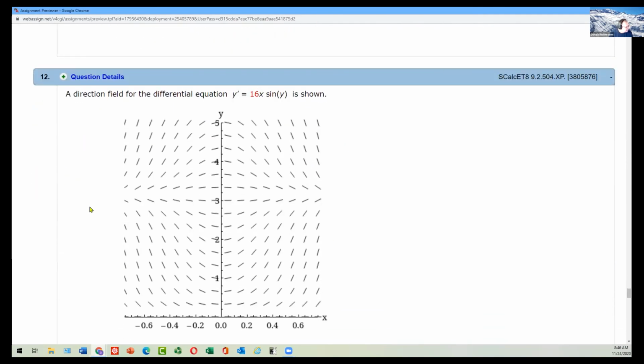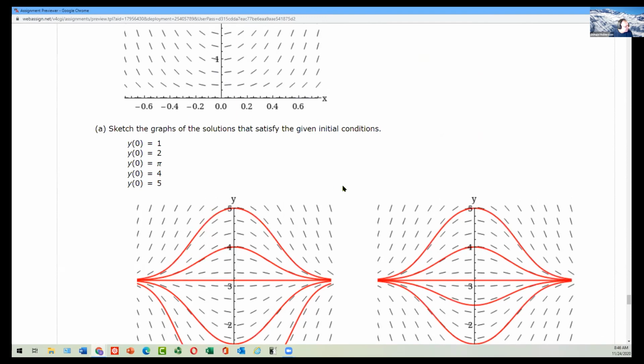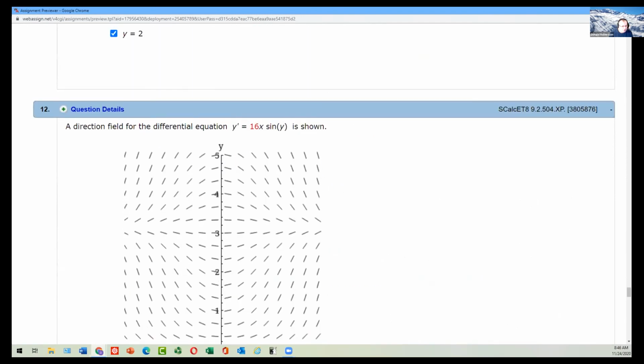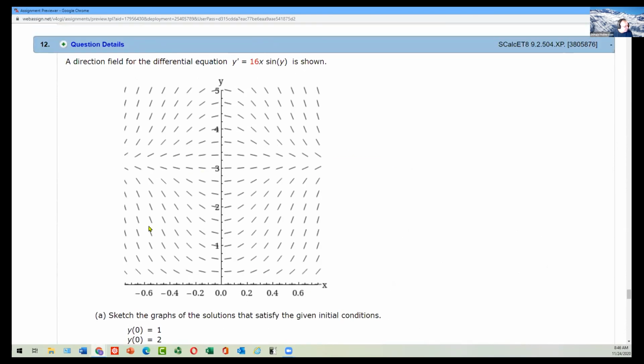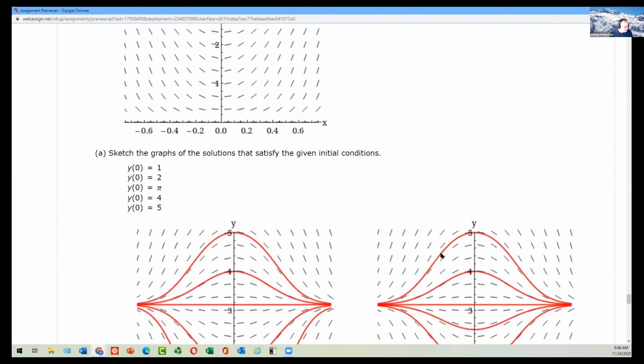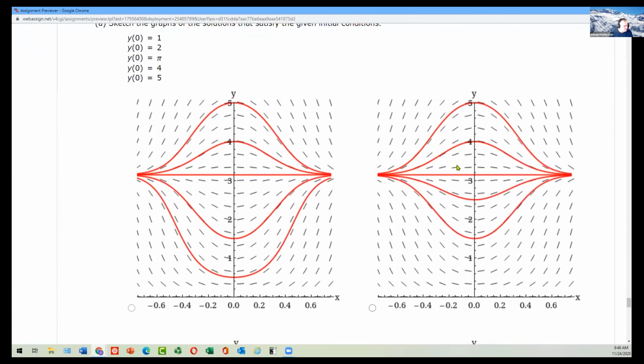Here's another one of those direction fields. If you can figure out how to make the software do it, great, but couldn't you just use the picture and just draw 4 guys and one of these 4?